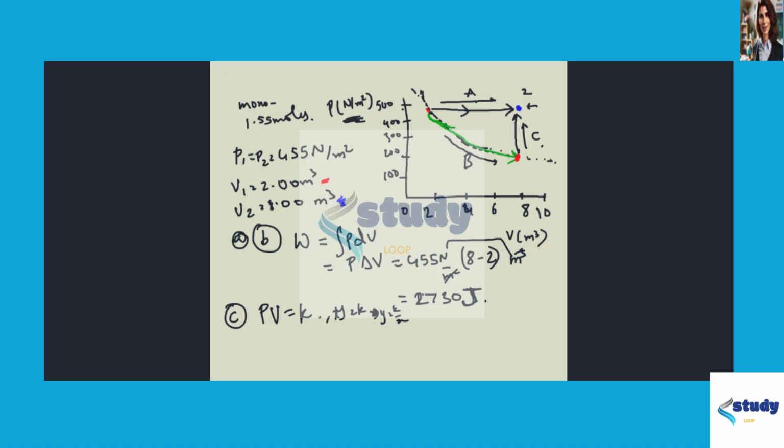Obviously, before we go ahead, let's look at the pressure here. We know that because it's isothermal, PV is a constant, which means P1 V1 is equal to P2 V2, which means P2 is P1 V1 divided by V2. By substituting our values, our initial pressure is 455 Newton per meter square, initial volume was 2, divided by our final volume of 8. And this gives us 114 Newton per meter square. So this value would be 114 Newton per meter square.